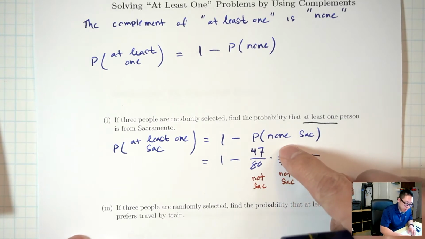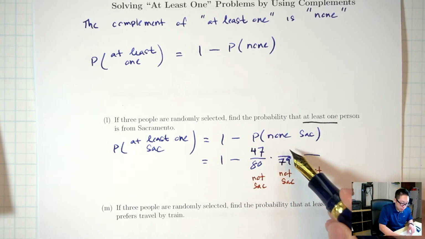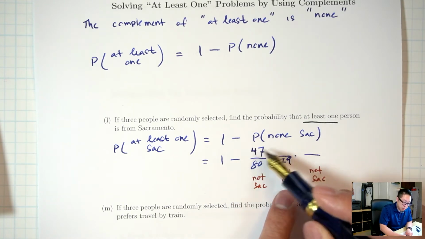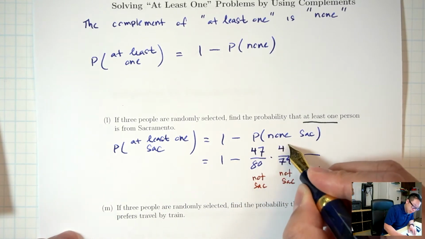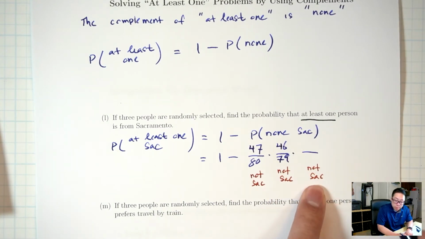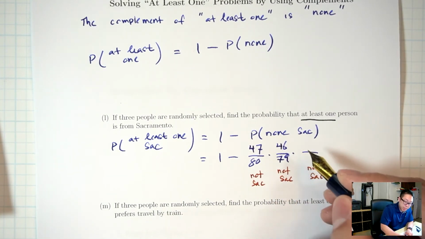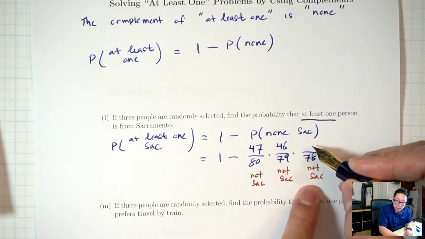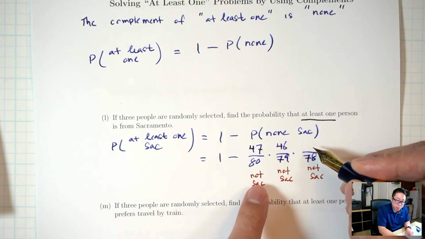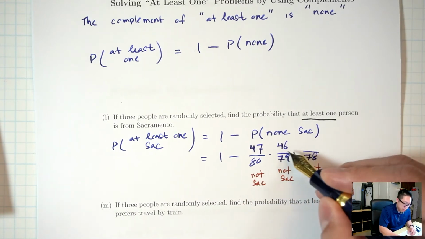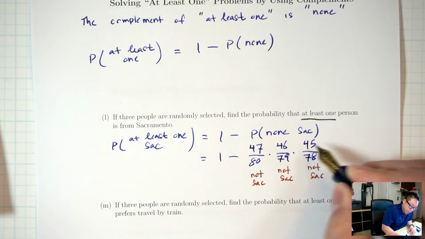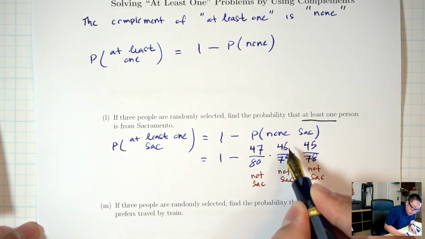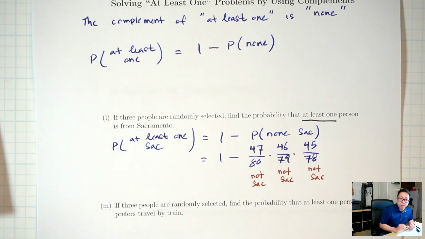And then how many people not from Sacramento? Right, keeping in mind the first person is not Sac. So the second person, I have to reduce that by 1. So we're now down to 46. For the third person, right, the bottom number, we're down to 78. And then for the top, I want another not Sac, right? I already have 2 not Sac people, which means I need to reduce it again. So we're down to 45. Right, so your answer here would be 1 minus 47 over 80 times 46 over 79 times 45 over 78.